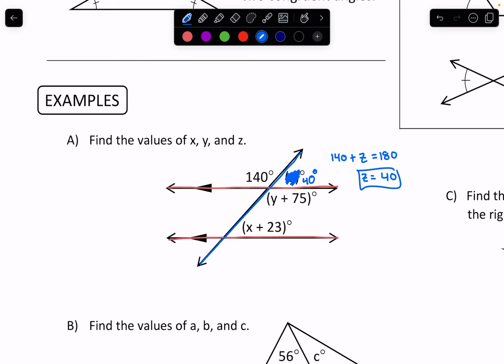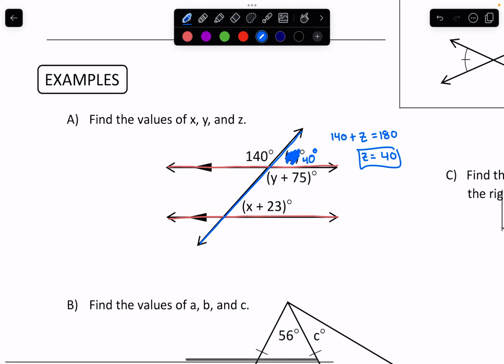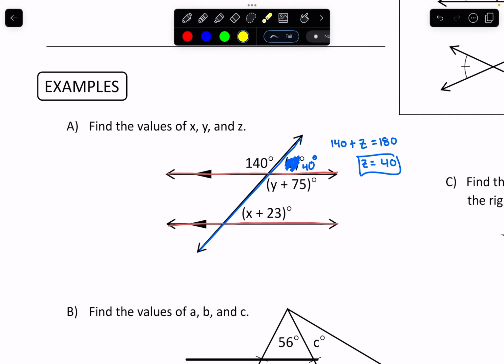Because now that I know that that's 40, it may help me solve other parts of the problem in another way. For example, there are multiple relationships in this picture that I can see now. I've got this angle and this angle. Those are vertical angles. They are straight across each other, which means they are congruent. They're equal to each other. I've got this angle right here and this angle right here that make a straight line. So those add up to 180 degrees.